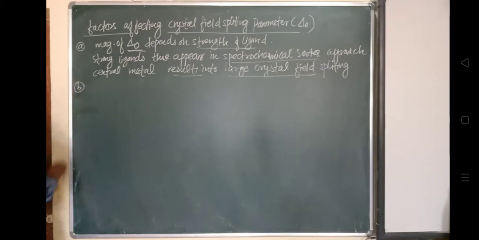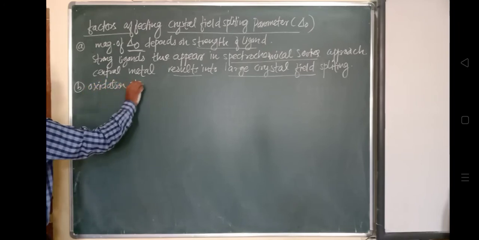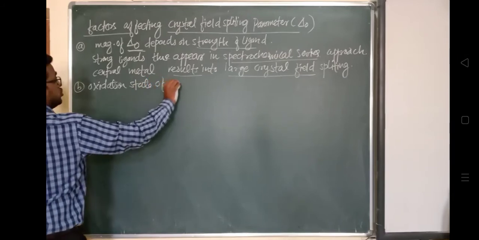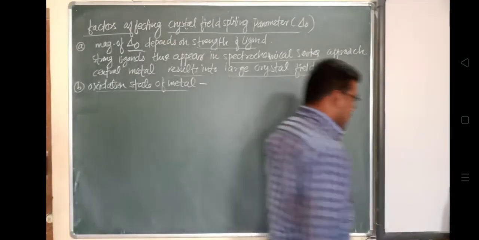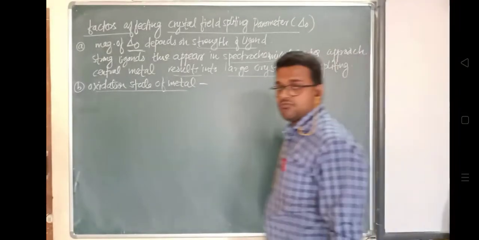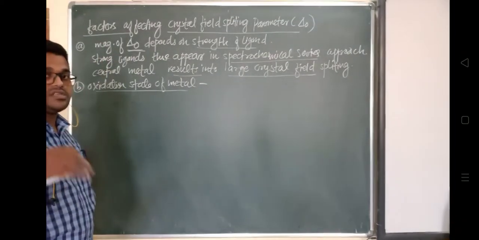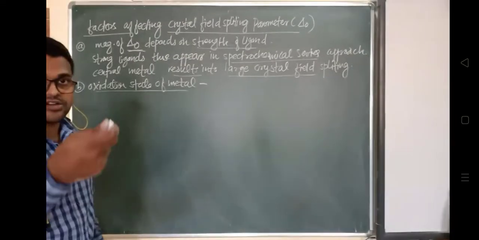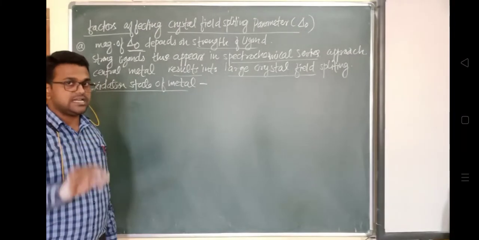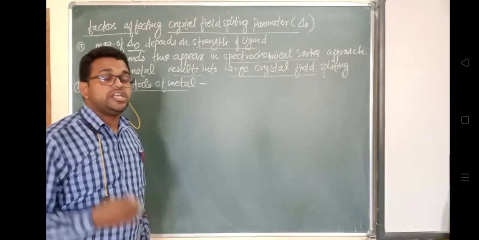The second parameter is the oxidation state of the metal. It also depends on the oxidation state of the metal. We know that the central metal ion has its oxidation state. इसके ऊपर भी ये parameter depend करेगा. The delta naught parameter will depend upon oxidation state, क्योंकि ऑक्सीडेशन स्टेट ही डिसाइड करेगा कि कितने अमाउंट ऑफ इलेक्ट्रॉन्स इट हैज टू एक्सेप्ट. Because what is the nature of the central metal ion, it is accepting the electrons from the donor atom.